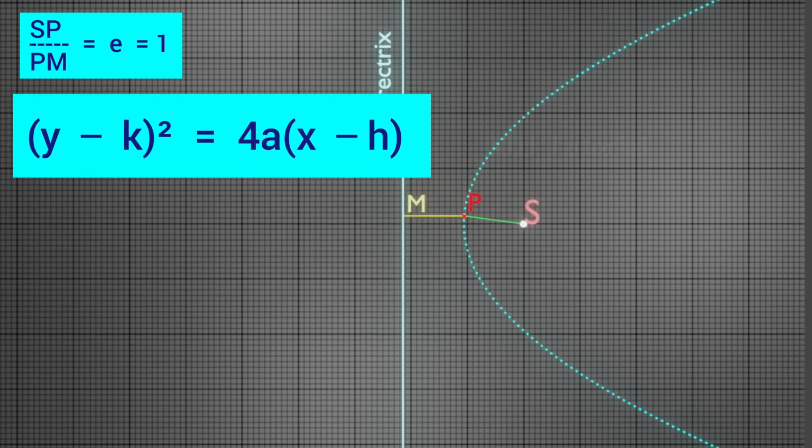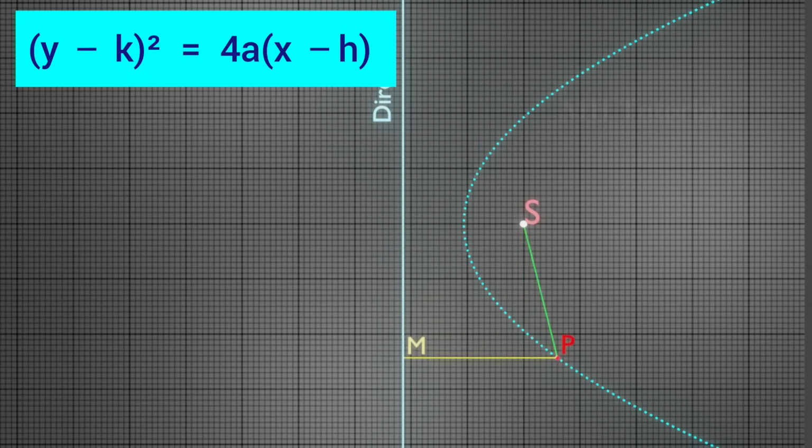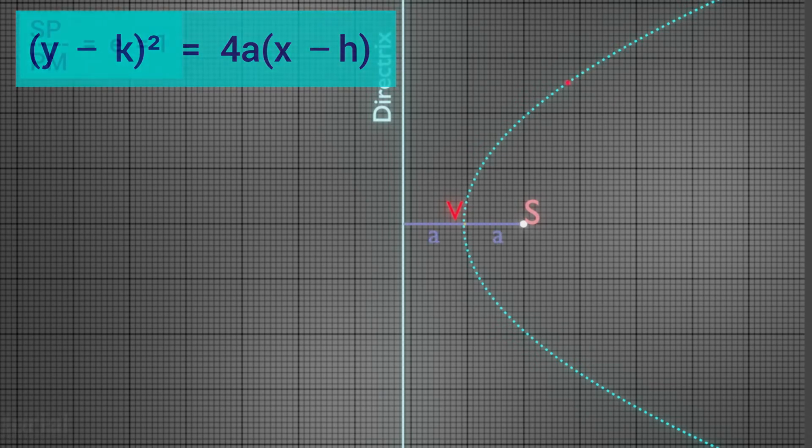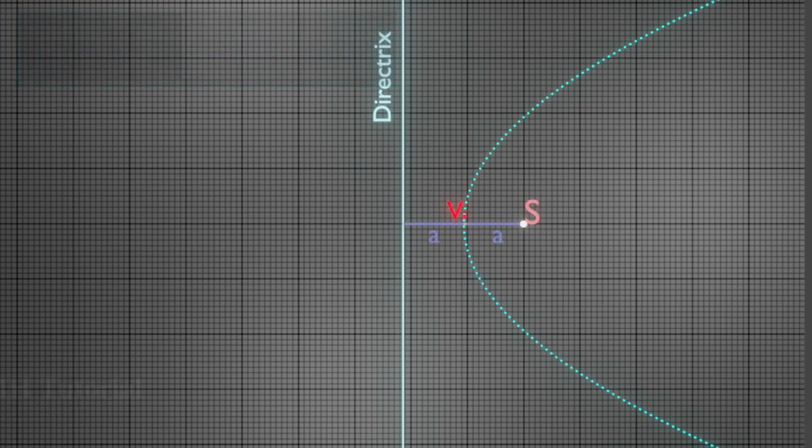In Cartesian coordinate system, the equation for this parabola may be like this. Here, h, k, is the coordinate of the vertex, and a is the distance between the focus and the vertex, and also, vertex to the directrix.